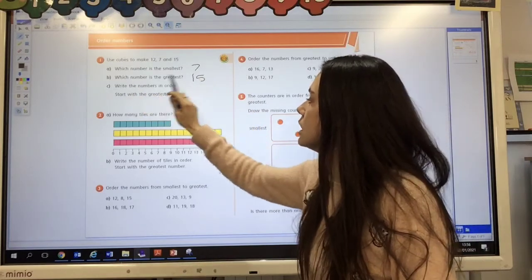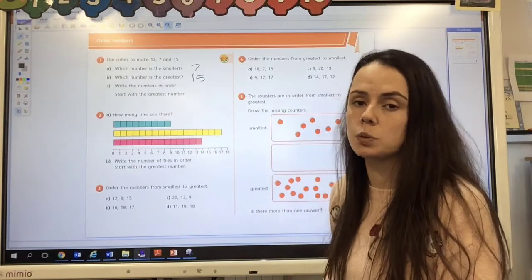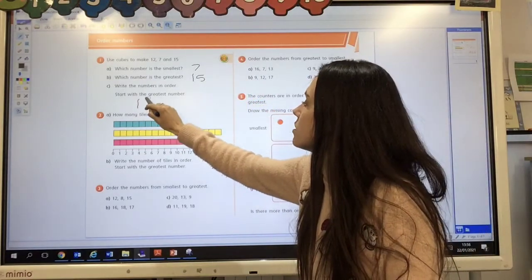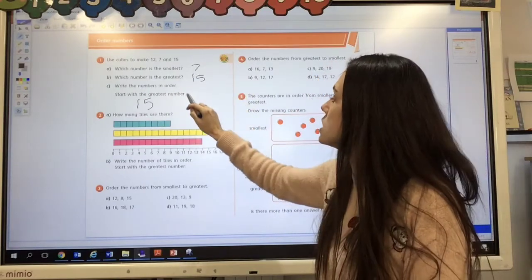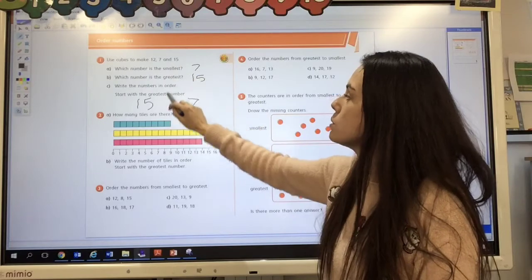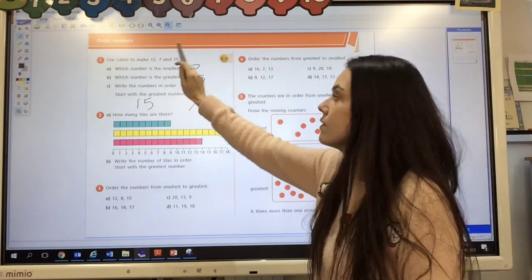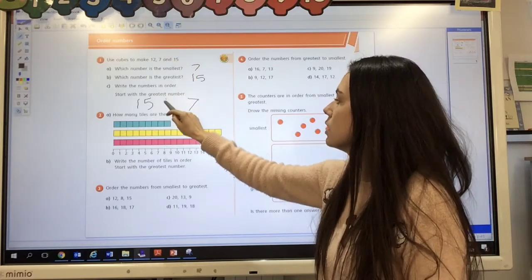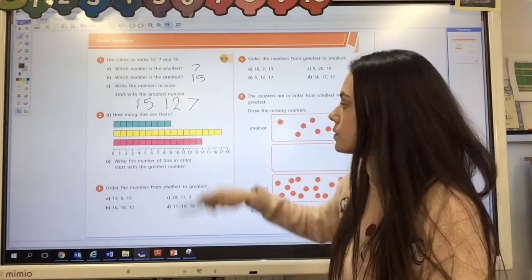Now, write the numbers in order, starting with the biggest. Now, that's easy to do now because we know the biggest number is 15. So we go with biggest or greatest. And we know our smallest number is 7. So we can put that here. Now, what was the number that went in the middle then? We started with 12, 7 and 15. We've got 7, we've got 15, so it must be our 12. That is done in order.